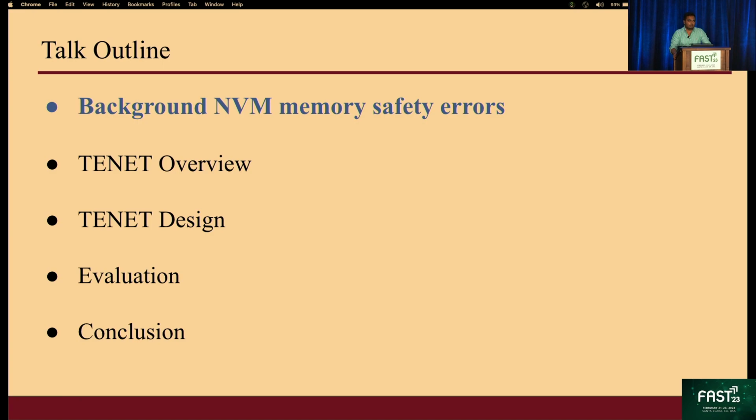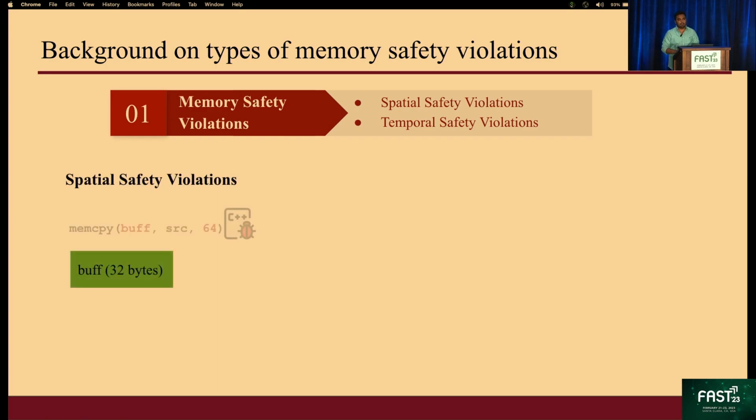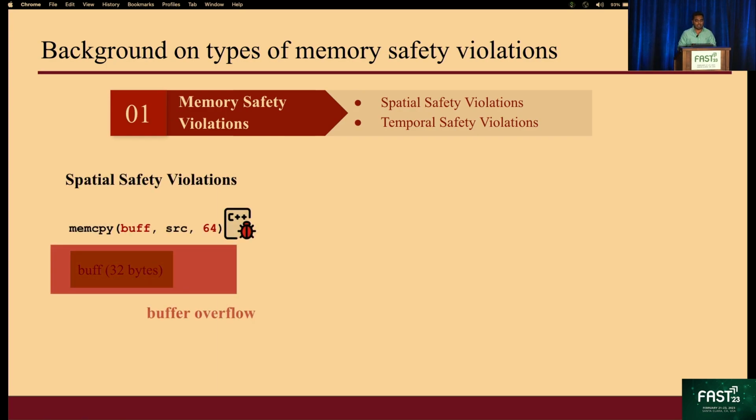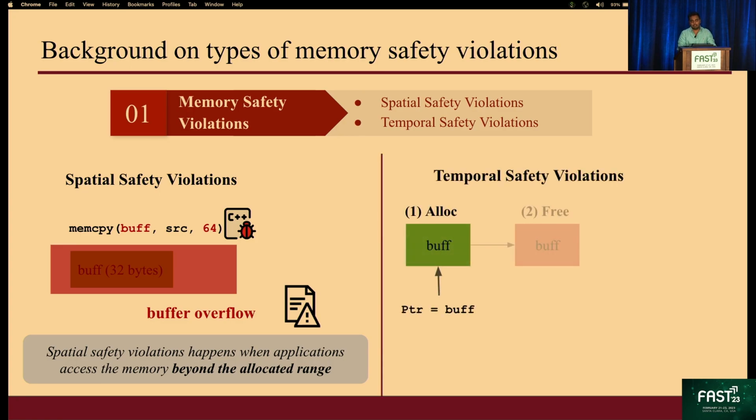Before we move on to the design details of TENET, we'd like to cover some background on NVM memory safety errors, right? Generally, memory safety violations or software bugs are classified into two types: spatial safety and temporal safety violation. A spatial safety violation happens when a buggy application tries to access a memory region beyond its allocated range. In this example, the buggy memcopy is trying to overwrite a buffer, and this is a classical spatial safety violation example. And a temporal safety violation happens when there is a dangling pointer.